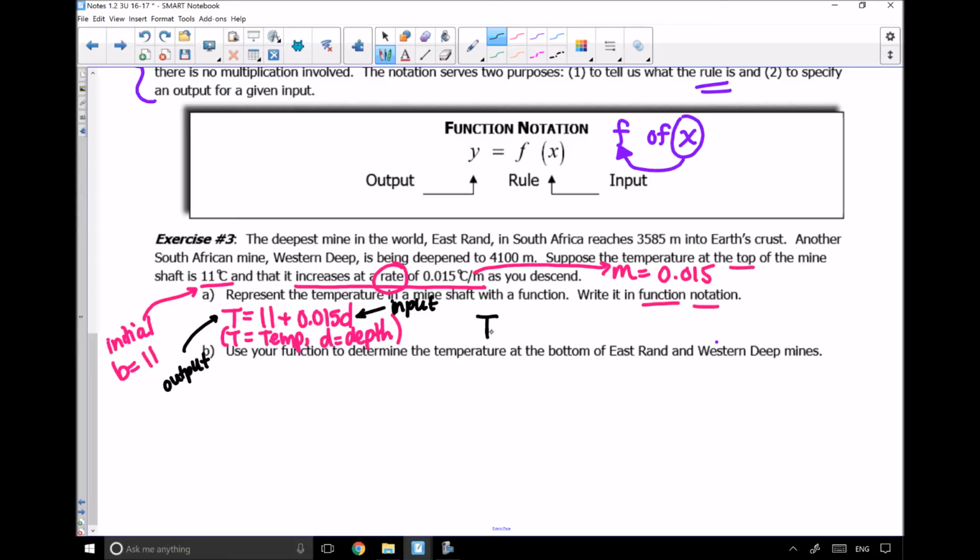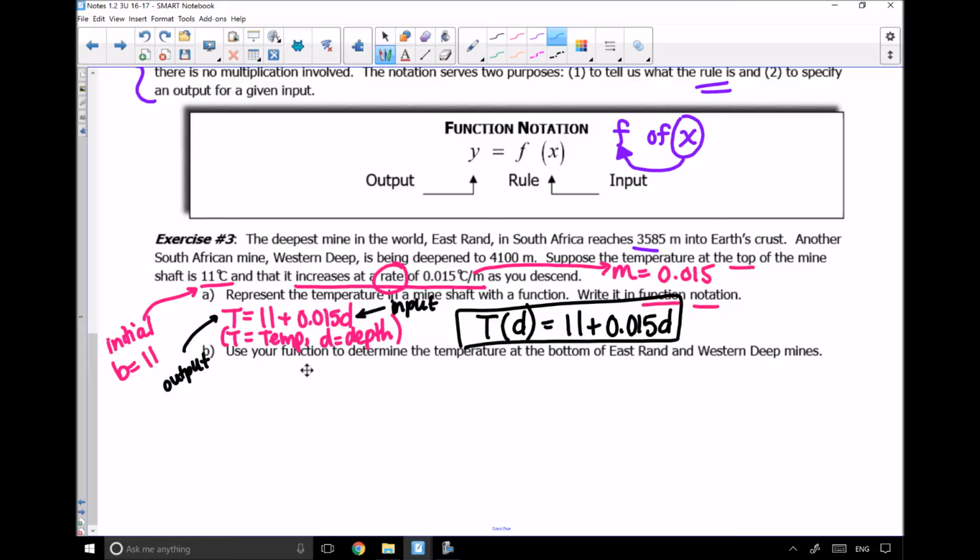My output, which is T, is going to be based on my input, which is D. So T of D is going to be equal to 11 plus 0.015 D. And that is my equation in function notation.